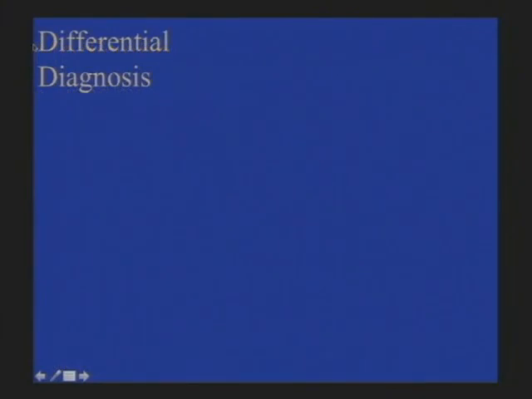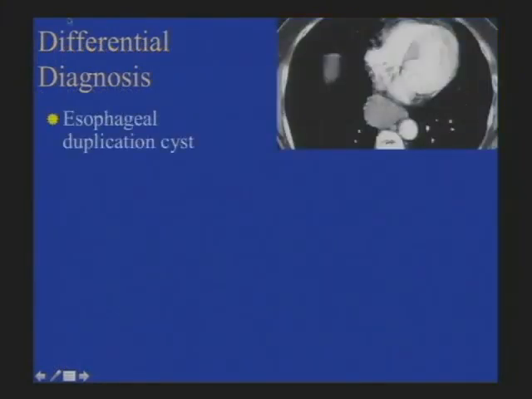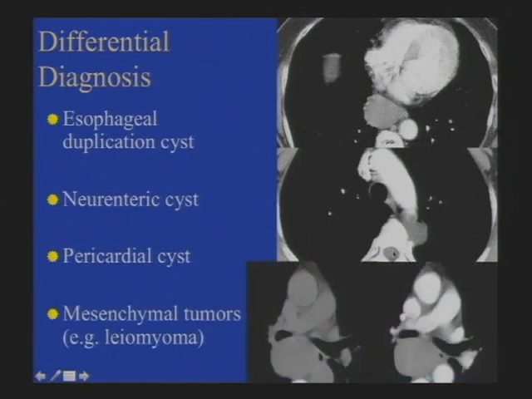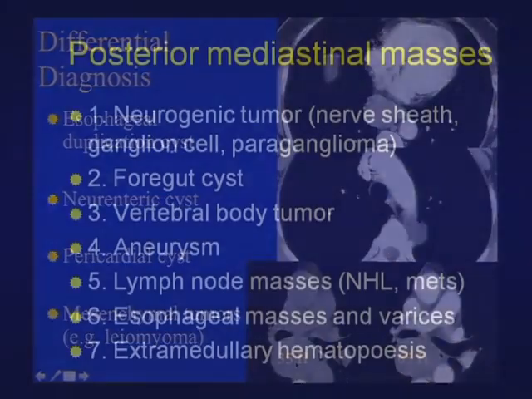Okay, when you see something that looks like a congenital cystic lesion, it can be an esophageal duplication cyst when it is touching or in contact with the esophagus. It can be a neuroenteric cyst, which is typically paraspinal and associated with vertebral abnormalities. Pericardial cysts, I've already shown you an example of that. And then don't forget, sometimes these mesenchymal tumors like this leiomyoma of the esophagus can simulate that as a solitary mass, but they should enhance and will be higher density on the pre-contrast images.